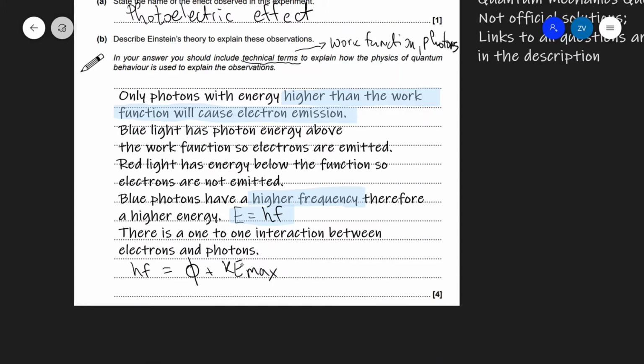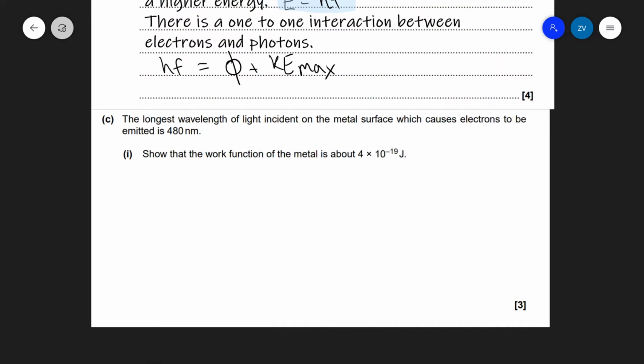Part C: the longest wavelength of light incident on a metal surface which causes electrons to be emitted is 480 nanometers. Show that the work function of the metal is about 4 times 10 to the power of minus 19 joules. Okay, well, our work function phi is just energy. And because it's just energy, it is equal to Planck's constant times the threshold frequency, because in general the energy of a photon is equal to h times f naught. You can kind of think of the work function as threshold energy.